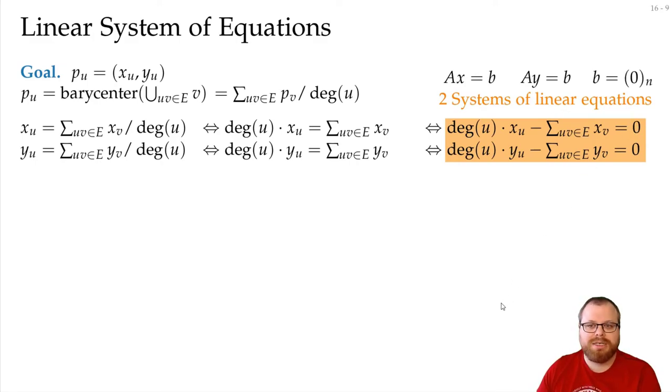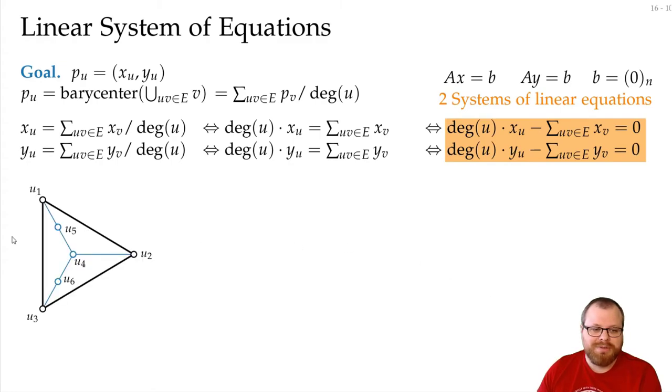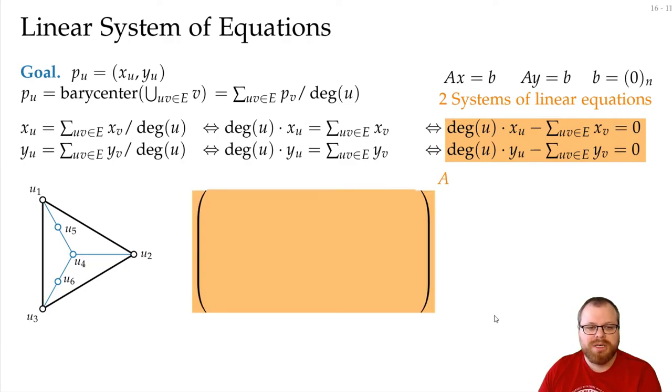So let's try it out on one example. We have this small graph here. We have u1, u2, u3 on the outside. And we want to write down this system of linear equations. But I immediately want to write it down with this matrix. So we want to build this matrix A for the linear equation system AX equals B. And we want to do it in such a way, there's a reason that I chose these labels.